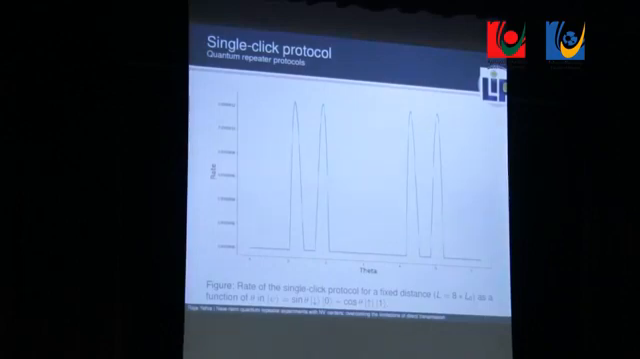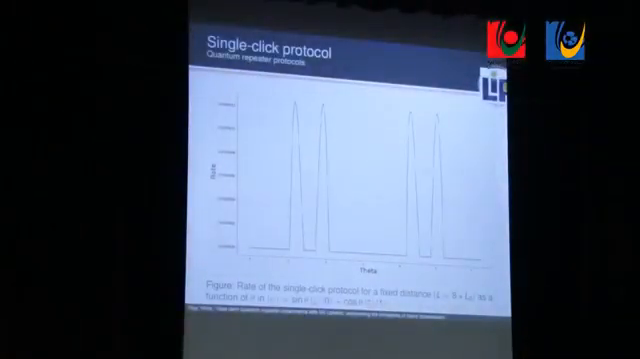So in the perfect case, imagine you don't have losses, imagine you don't have anything. If you put theta equal pi over 4, you will get the perfectly entangled state here. And you should get a peak here. That's the rate as a function of theta.